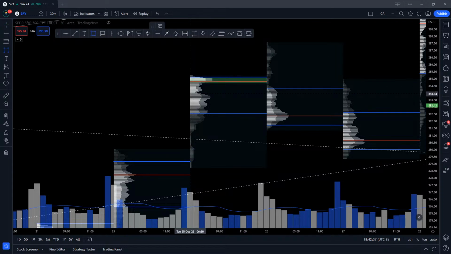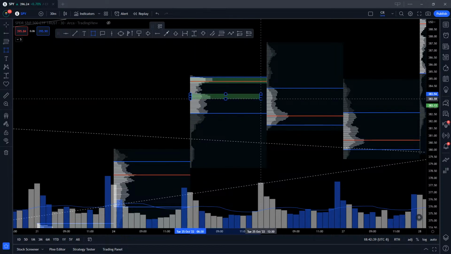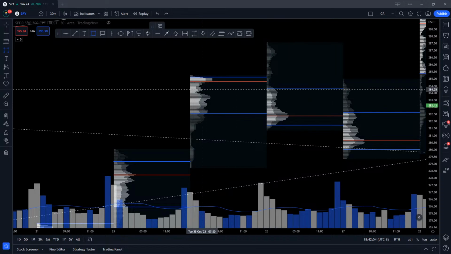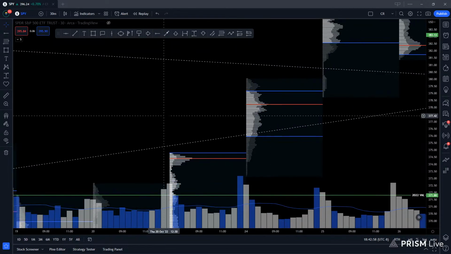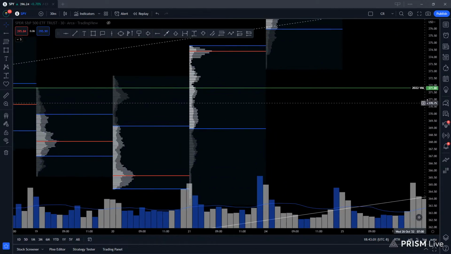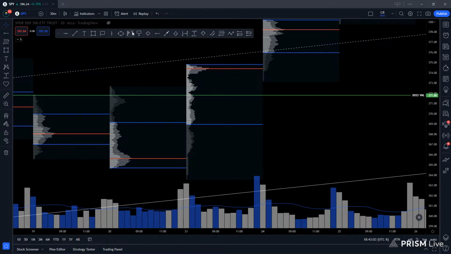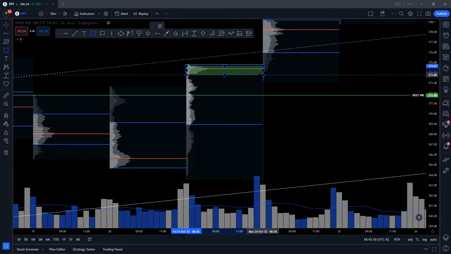There's a volume shelf. Volume shelf. Honestly, I don't even like this one. This is kind of just one big volume shelf. So let's look for a day where we have, oh, here we go. This is a very clear, defined volume shelf here at the top, right?